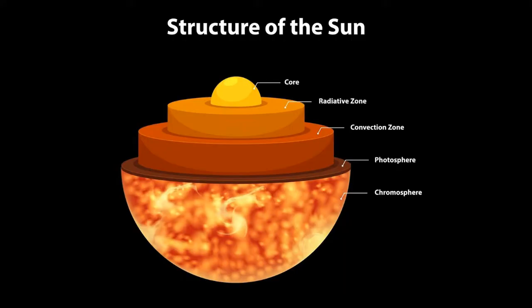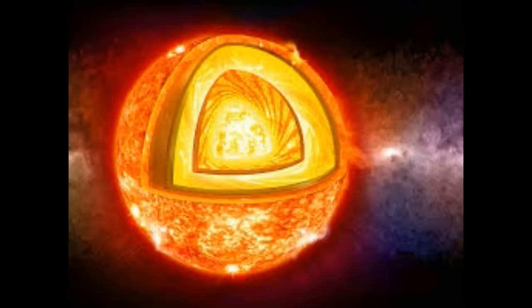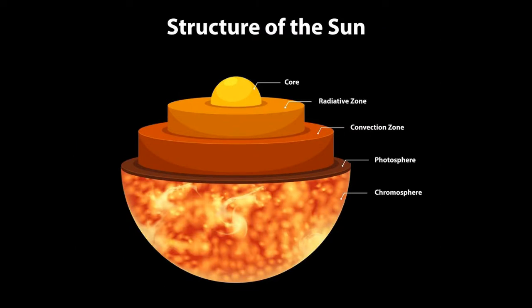Let's study the inner layers of the sun. Let's start at the core of the sun and work our way outward. Like any hot ball of fire in the sky, the sun has an inner core. This is where fusion occurs. The core is the very center of the sun, where fusion occurs.